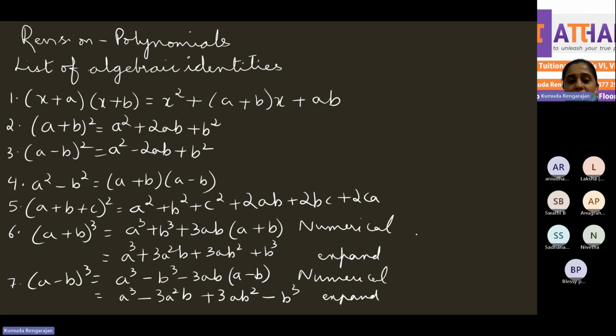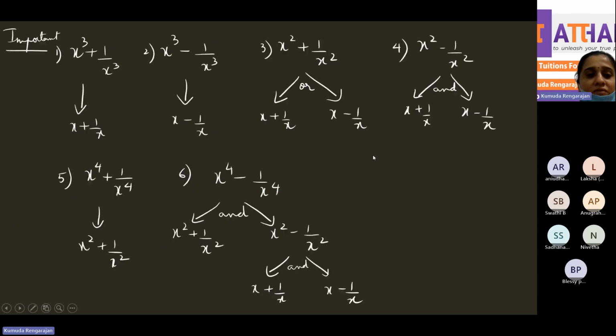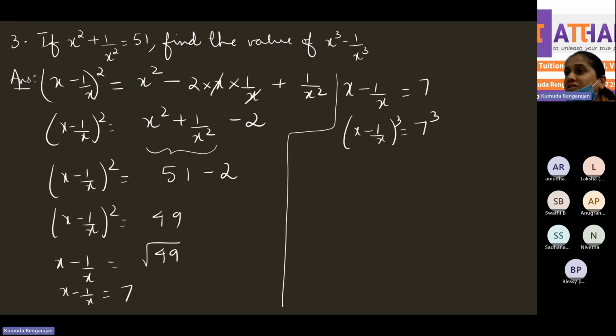Children dealing with numerical situations, please use this one: a cube plus b cube plus 3ab into a plus b, or a cube minus b cube minus 3ab into a minus b. I've written numerical, no? So right now we are in a numerical situation and we have to expand a minus b the whole cubed, x minus 1 by x the whole cubed, where a is x and b is 1 by x. So what is a minus b the whole cubed?